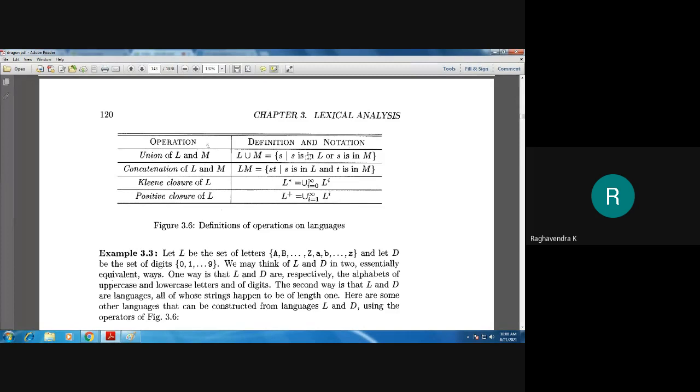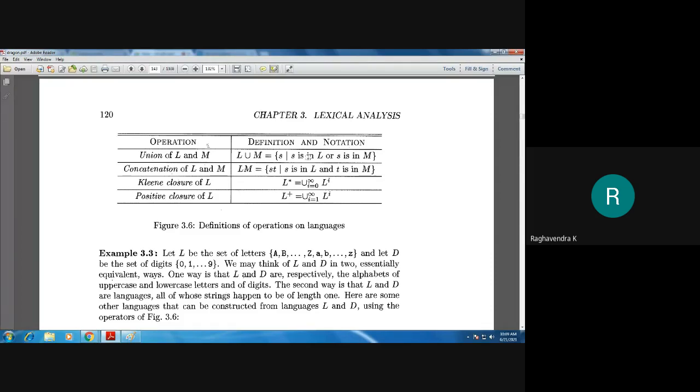Then concatenation, which is indicated with LM, will contain strings st where s is in L and t is in M. So you put together both of them. Then there is the Kleene closure, which is one of the operations we are familiar with, called L star, which is nothing but zero or more occurrences of any string.